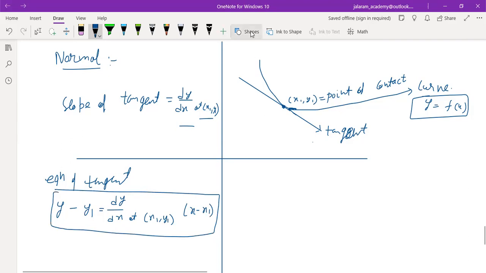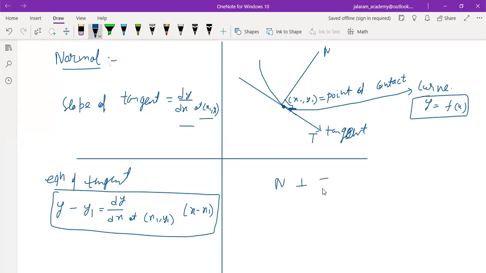Now, what is the meaning of normal and how to find its equation? Normal means the line which is perpendicular to the tangent at its point of contact. This line is called normal. Tangent is denoted by T and normal by N.